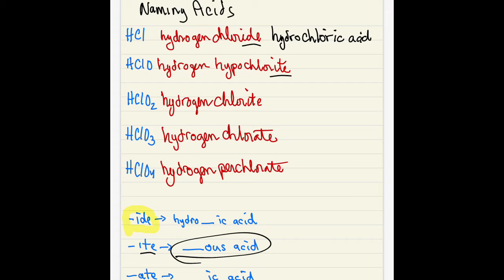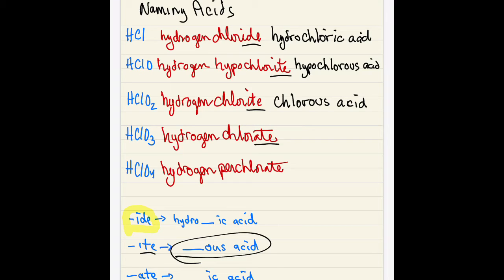We don't have any hydro on this. It's just whatever the anion is, change the ending to OUS. So hypochlorite will become hypochlorous acid. Chlorite being the next one. Ite, it's still OUS, there's just no hypo with this one. It's just chlorous acid.